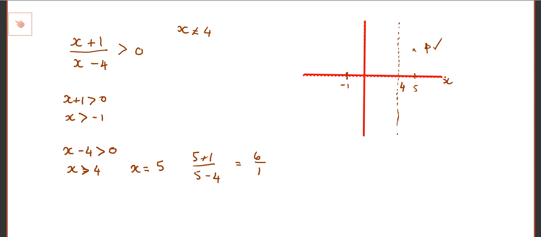So I know I'm up in this region. If I go, well, x should be greater than -1, pick a value. x is equal to 1, okay? So we'll do 1 plus 1, sorry, over 1 minus 4, and I get the answer 2 over -3, which is a negative. So that would suggest that this is not what I want. This one should actually be the other way round. Right?